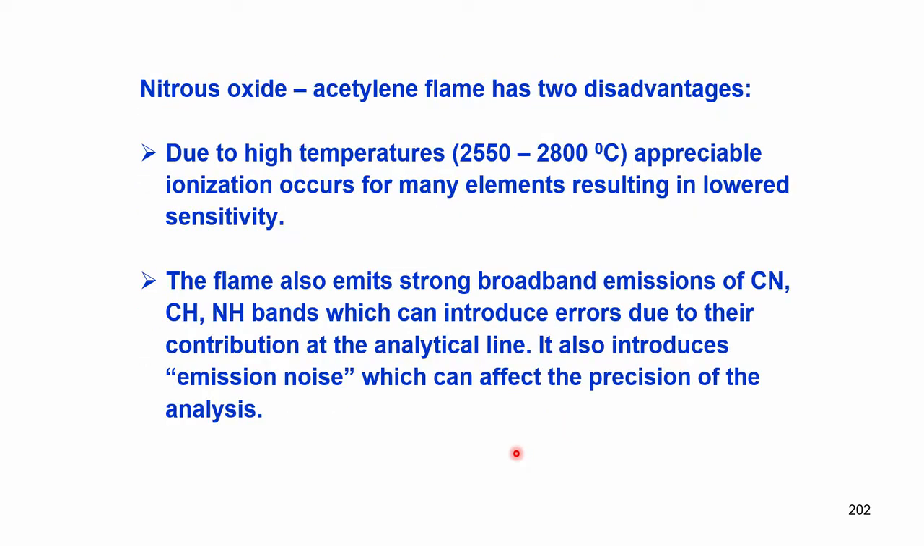So, the nitrous oxide acetylene flame has two disadvantages also. What are the disadvantages? Due to high temperatures, almost 2500 to 2800 degrees, appreciable ionization occurs for many other elements than your analyte. That results in reduced sensitivity. That means if you want to determine other elements using nitrous oxide, you will not get high sensitivity.